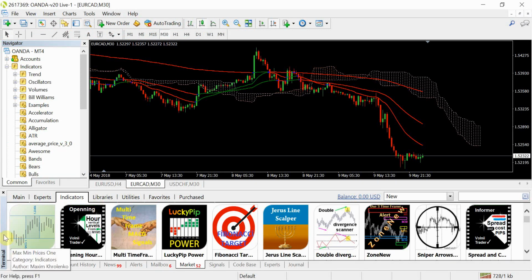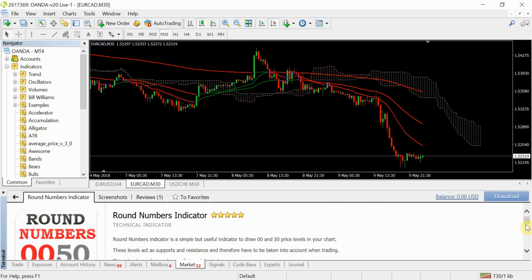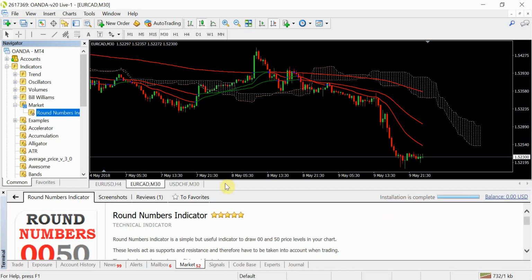So what you do is you get your terminal window open, which I believe is Control T. And then go to the market section. So this is the MQL5 market section. And then in the search bar, you've got to search for round numbers indicator. I've just copied it from the website. So there you can see it over here. Just click on it, and then it gives you the information exactly the same as on the MQL5 website, and you just hit download. It's a free indicator, doesn't cost anything to use.